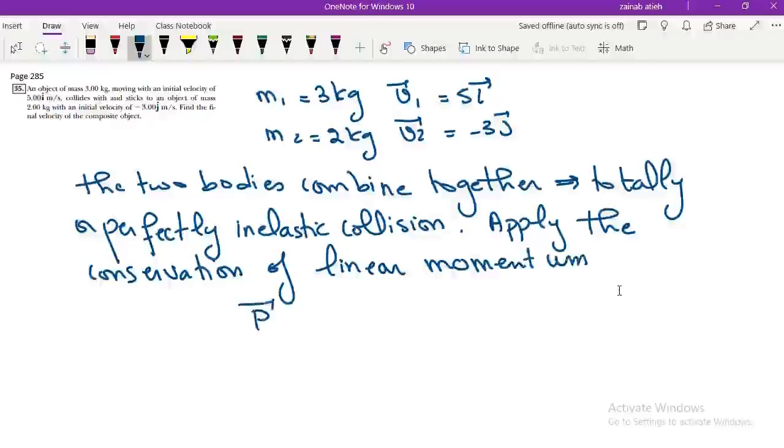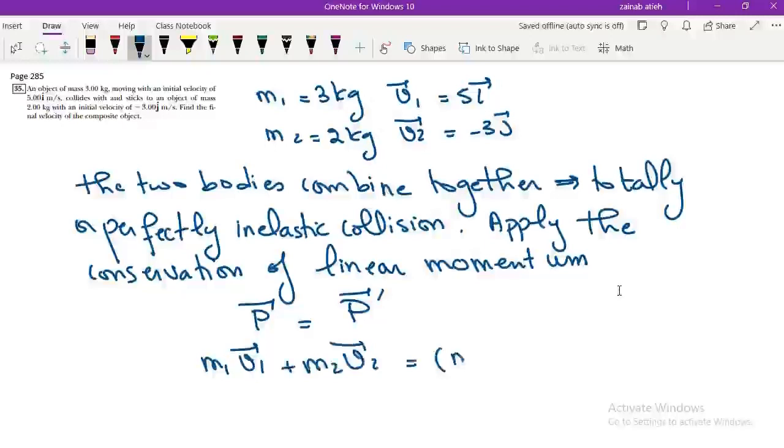So P before is equal to P after. Before I had two objects, both of them were moving, so m1 v1 plus m2 v2. They stick together, so I write them as one system. I will write them m1 plus m2, and I will call the velocity after collision v prime. Okay, so I just substitute.